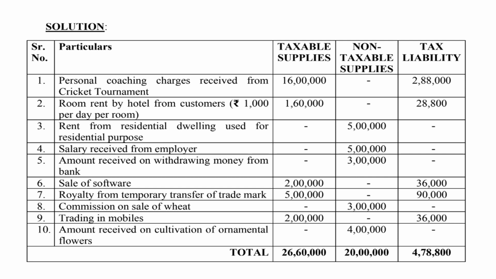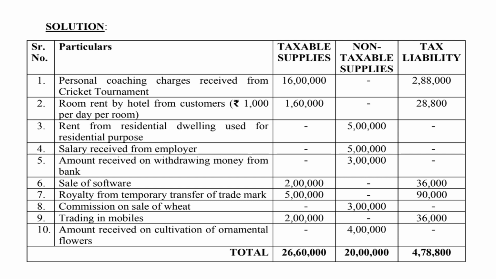Next condition is commission on sale of wheat. It is a non-taxable supply, as it belongs to the agricultural product. Commission on sale of wheat is a non-taxable supply.